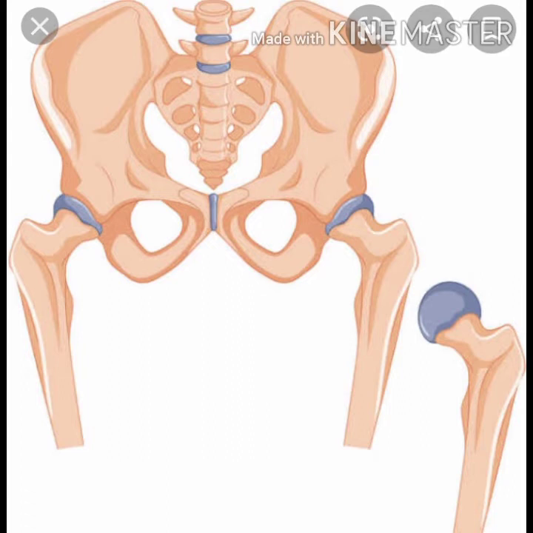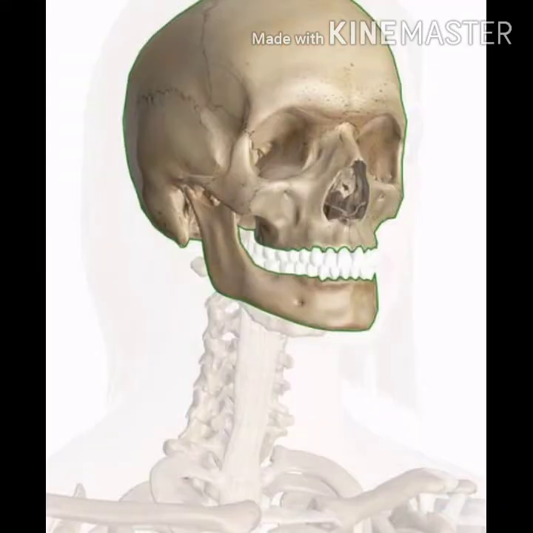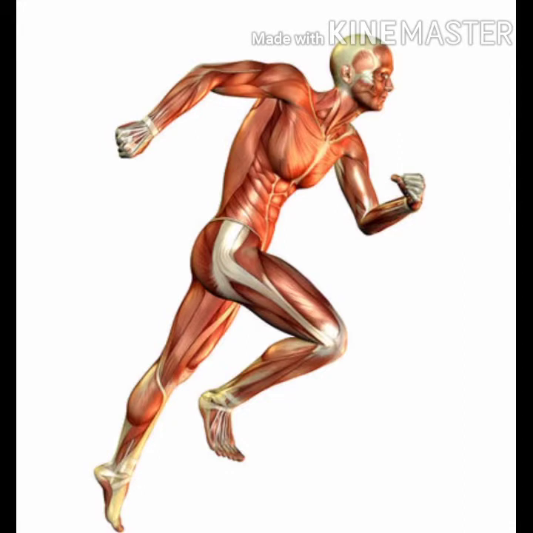Then about the skull, we already studied it. In figure 8.14 you can see the skull. The skull is also another part of the human skeleton. So these are the important parts of the human skeleton. Other than this we can see the bones of hands and legs.